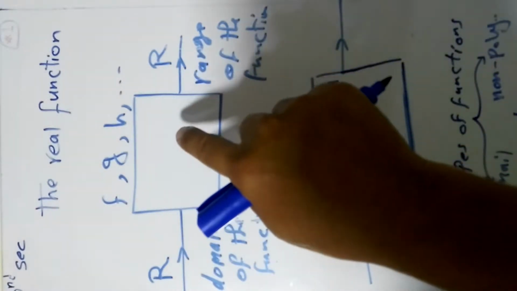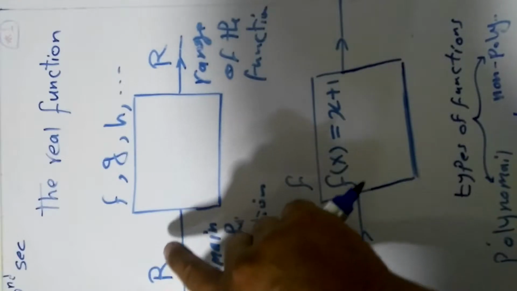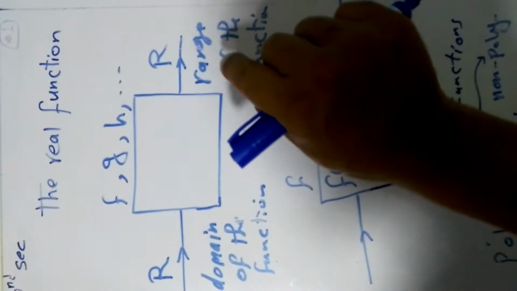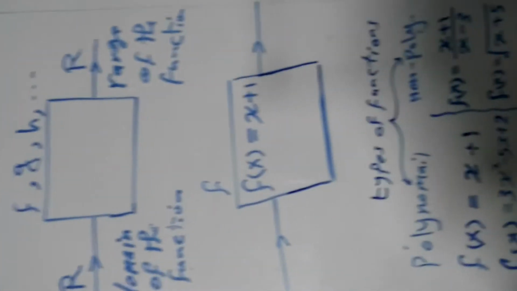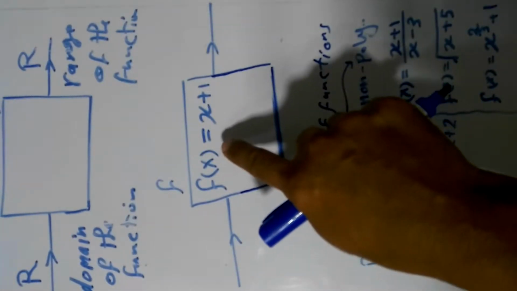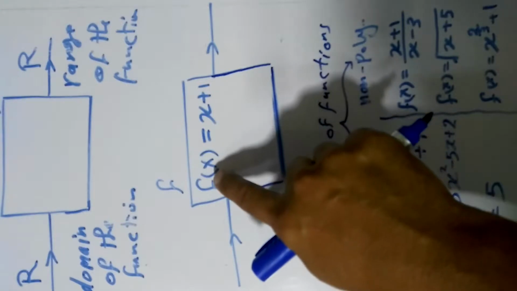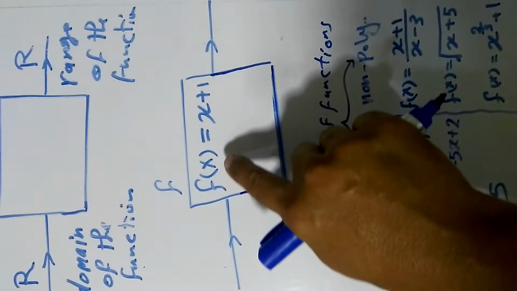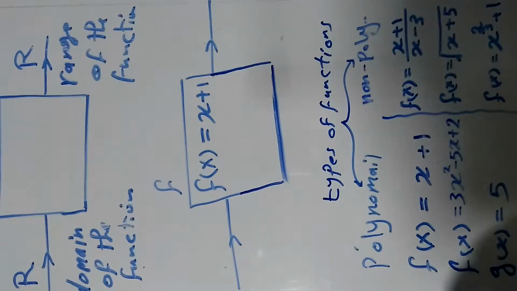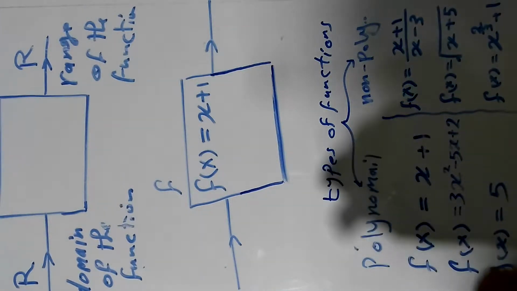How the machine changes the input into a certain output is given by what we call the rule of the function. Say I have a function defined by f of x equals x plus 1. This is like the manual of this machine. It describes how this machine works.